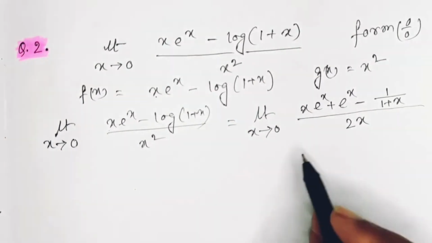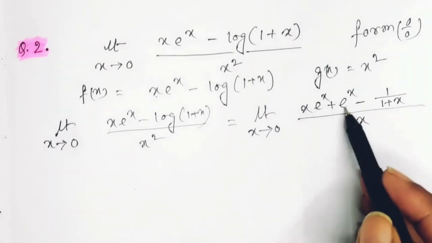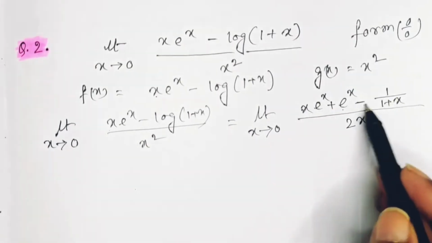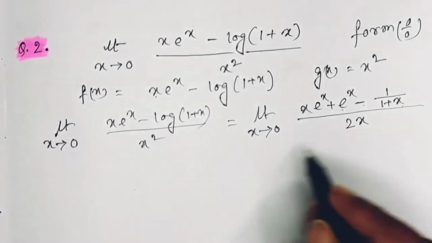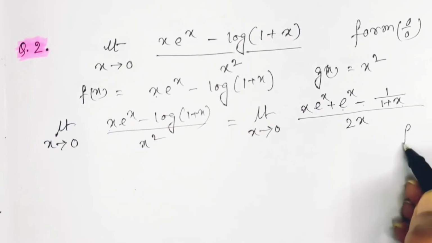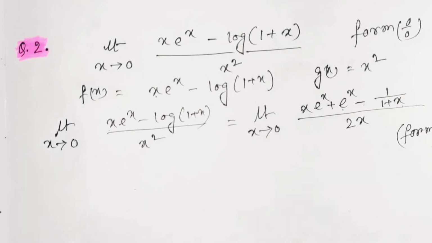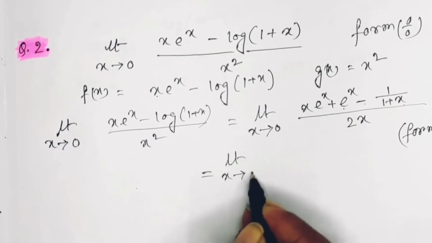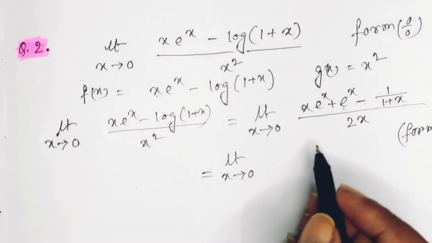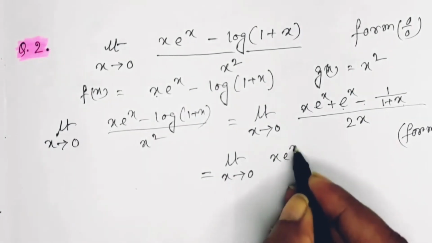After getting this, if we substitute x equal to 0, then the x part is 0, e to the power 0 is 1, and here it is minus 1, so it is 0 divided by 0. So this derived form is again in the form 0 by 0. So we will do the process again, that means we just repeat our process. We again take the derivative of the numerator and denominator both, and find out what it is. For the numerator, it is x e to the power x plus e to the power x.